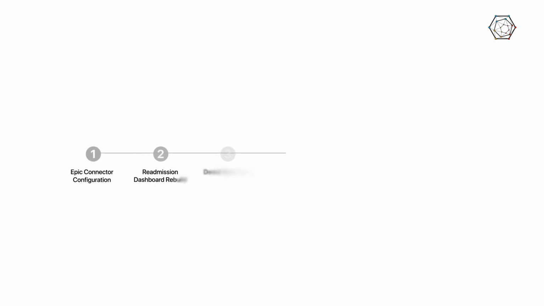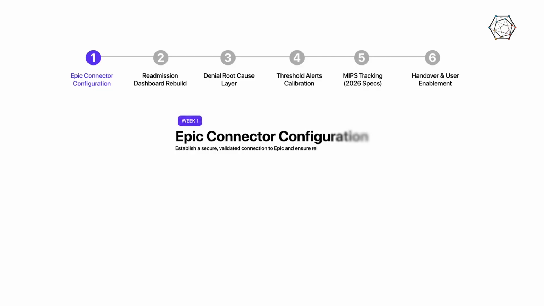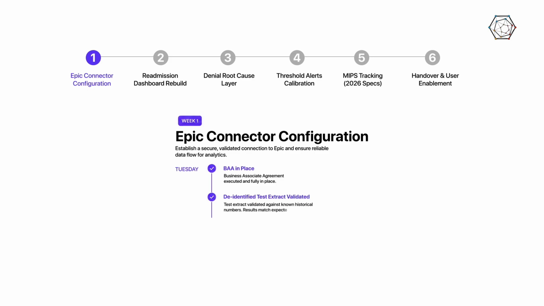The deployment at this hospital ran 6 weeks. Week 1, Epic connector configuration. BAA in place by Tuesday. De-identified test extract validated against known historical numbers by Thursday. Production Epic data flowing by Friday.